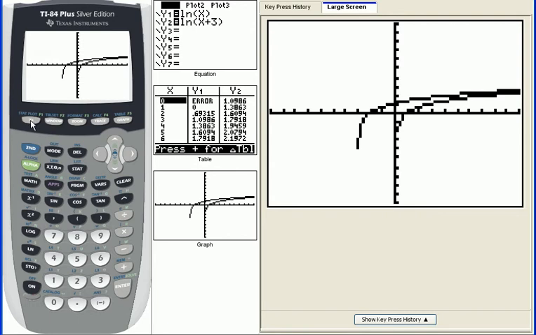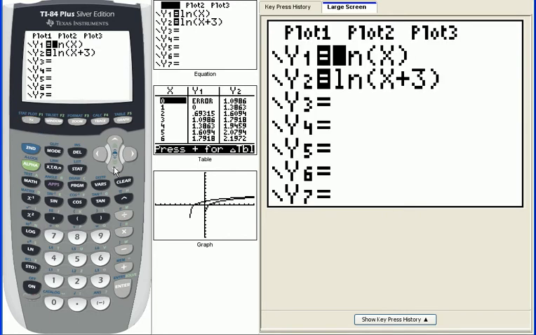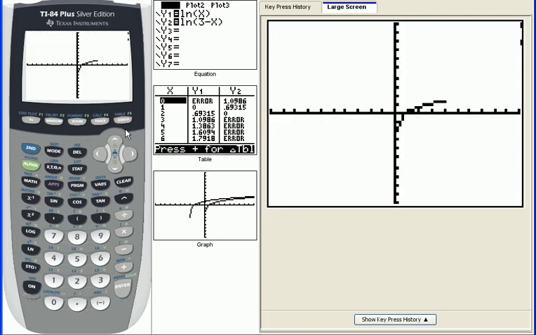So if we go to our y equals, I'm going to delete our second graph here, and I'm just going to put in 3 minus x. See if you have an idea of what might happen ahead of time. Graph it. There's our first one. Oh my gosh. That shifted it and reflected it.